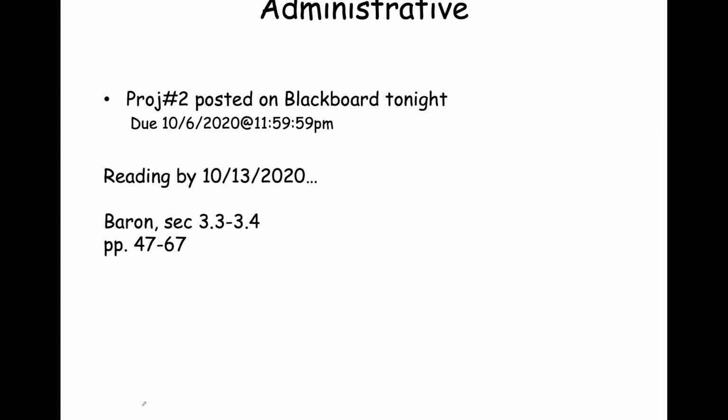The reading has changed. The reading, sections 3.3 to 3.4 in the Barron text by the 13th of October, pages 47 through 67. As usual, please make sure you are keeping up with the reading. Do something every day for this class, at least 1 hour per day.